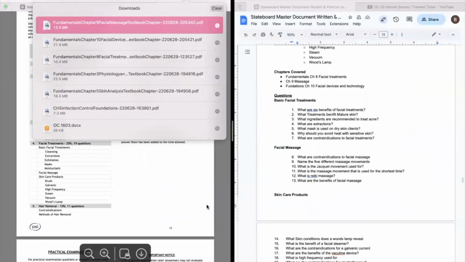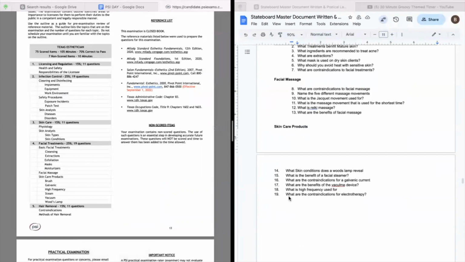Let's go back here. Skincare products. So products, and then let's caveat that, products, equipment. So what skin conditions does a Woods lamp reveal? There's a Woods lamp chart in your skin analysis. I believe that has a chart for the Woods lamp. I would be comfortable with those. I would be comfortable with the benefits of the facial machine, but I would be comfortable with the benefits of all the machines and how they're operated.